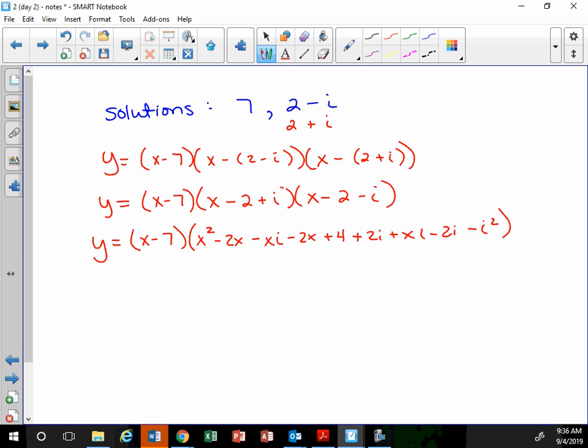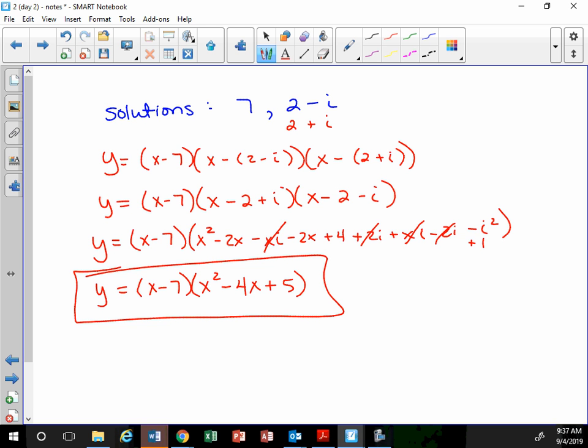Okay, xi's gone, 2i's gone. And what is minus I squared? Plus 1. Yes. So your answer should be x squared minus 4x plus 5, and that x minus 7. Walking around, it looked like quite a few of you got there. How many got there? Yes, makes sense.